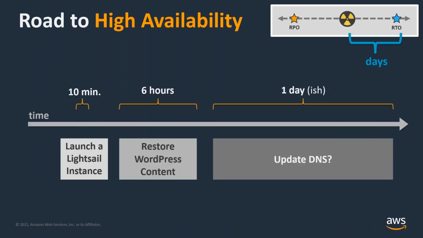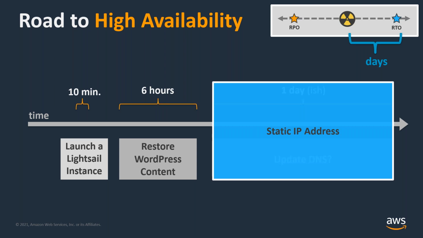If we go back to our scorecard, we can see that we've solved that problem with a static IP address and reduced the RTO from effectively days, potentially days, while we were waiting for DNS to propagate, down to hours. Just by using a static IP address, and it's free. So that's a real quick fix for us.